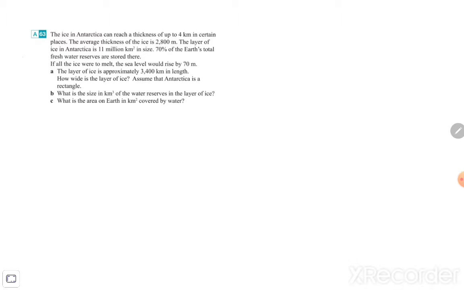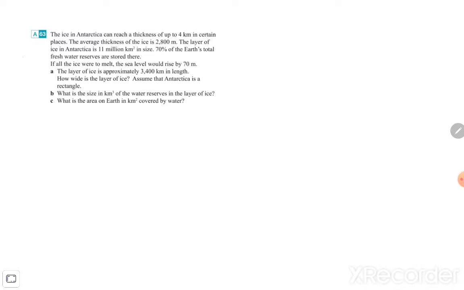I had some questions. It goes about the ice in Antarctica. It can reach a thickness of up to 4 kilometers in certain places. The average thickness of the ice is 2,800 meters. The layer of the ice is 11 million square kilometers in size. 70% of the Earth's total freshwater reserves are stored there. If all the ice were to melt, the sea level would rise by 70 meters.